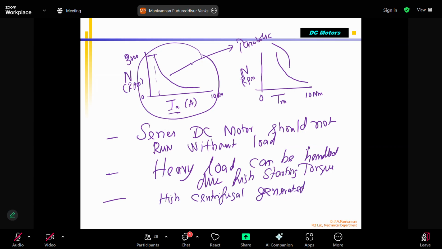Okay. So as your current increases, in a series motor, like a shunt motor, the torque is proportional to current. If you want more torque, you have to give more current. As you give more current, you can see the speed drops. But initially only is the problem. That's why you should not run without load. Generated forces may damage the motor at no load condition.